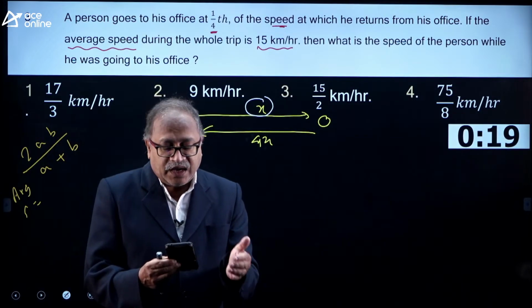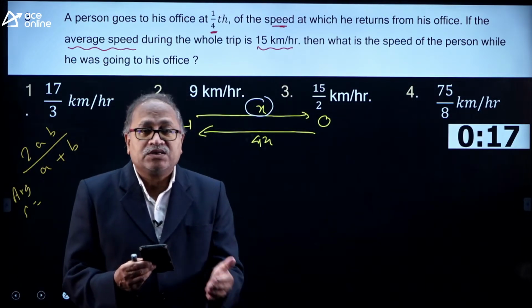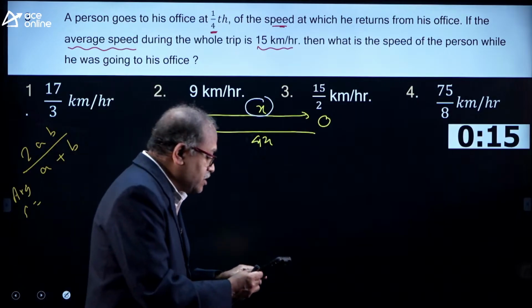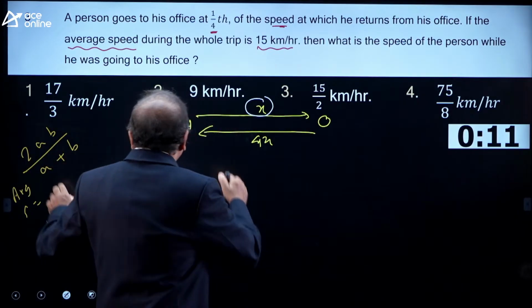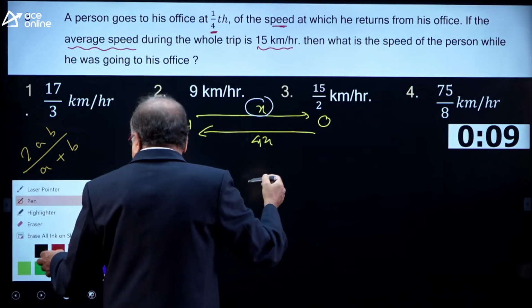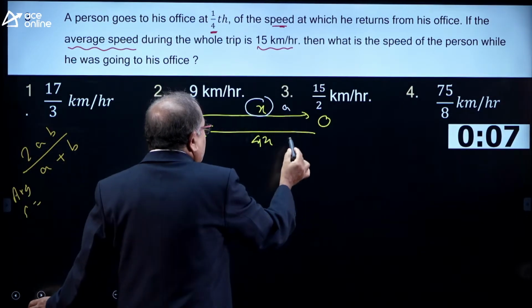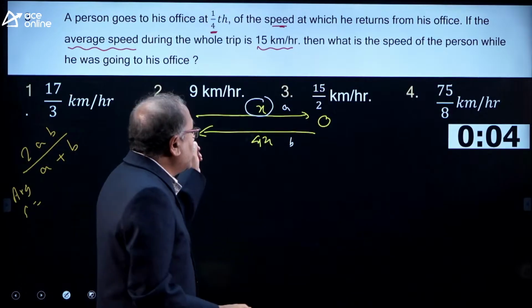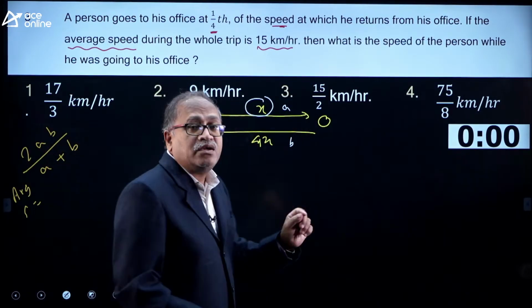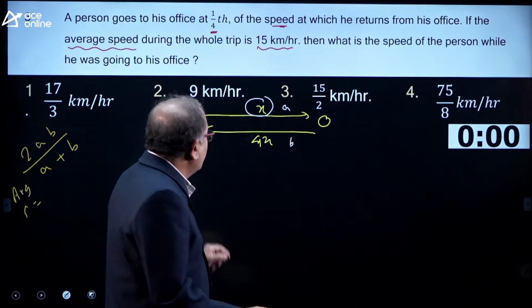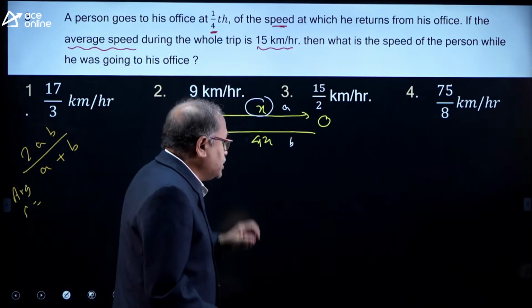Okay, I think 5 is not the answer, but still, for those who have joined recently, apply this formula. When one side is A and another side is B, the average speed of the whole journey is equal to 2 times AB by A plus B, and the average speed is given to us, that is 15.